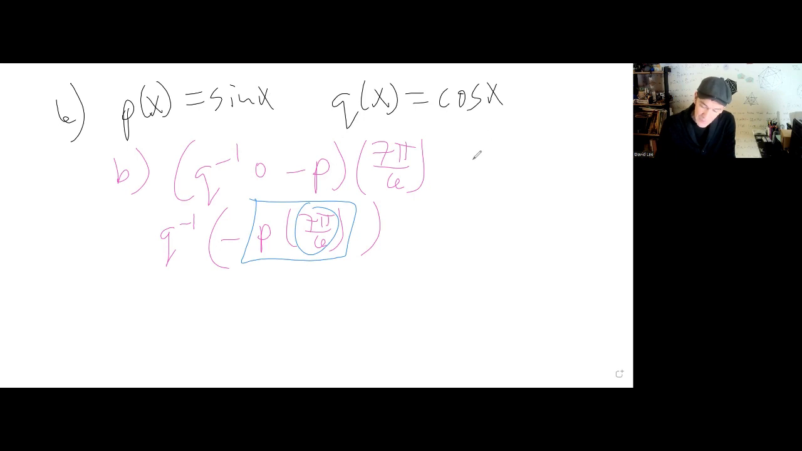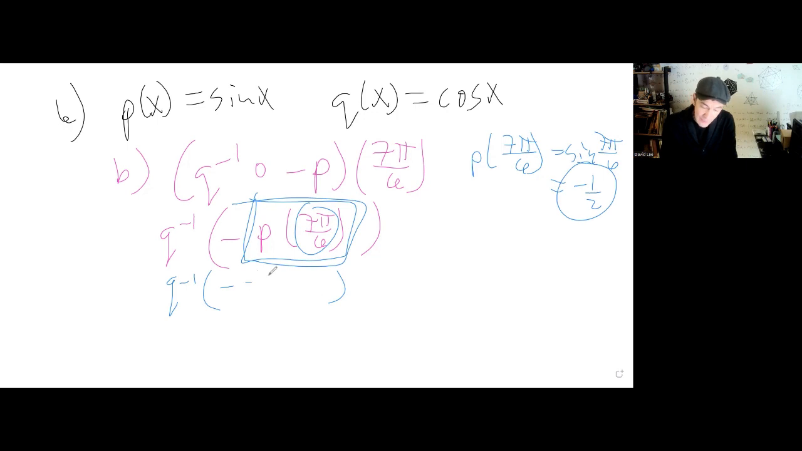So let's do some scratch work. P of 7/6 equals sine 7/6. Here's your unit circle. Use your calculators. The sine of 7/6 should be -1/2. So back over here, Q inverse, parentheses, a negative symbol is there. Now replacing this box is -1/2. So now you have a negative, which becomes positive. So this is Q inverse of 1/2.